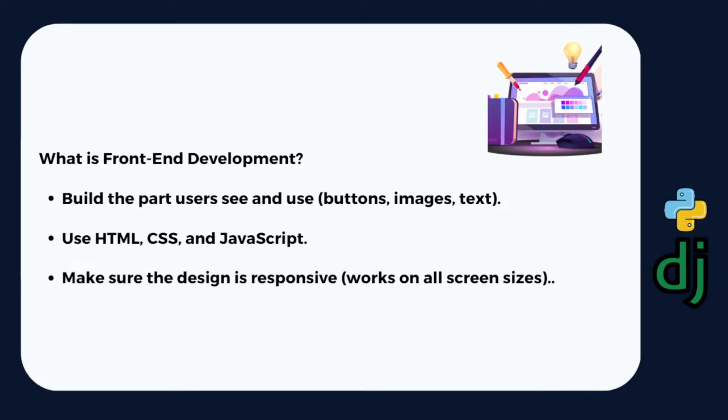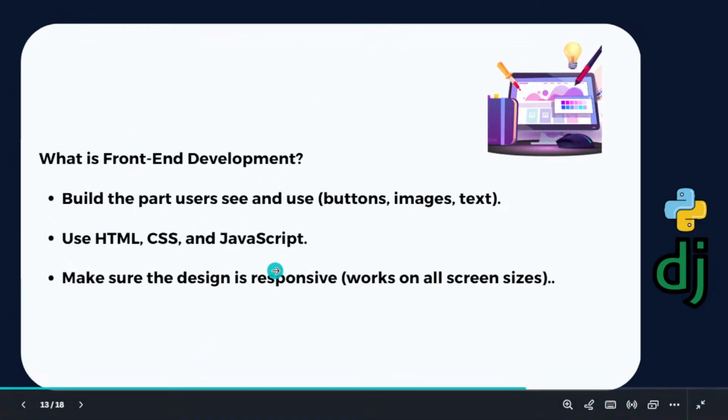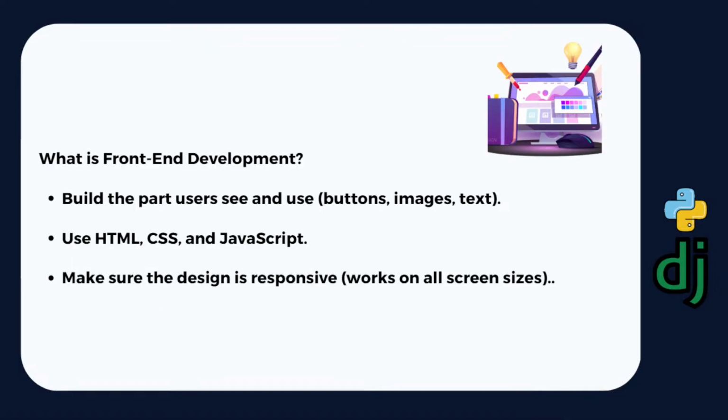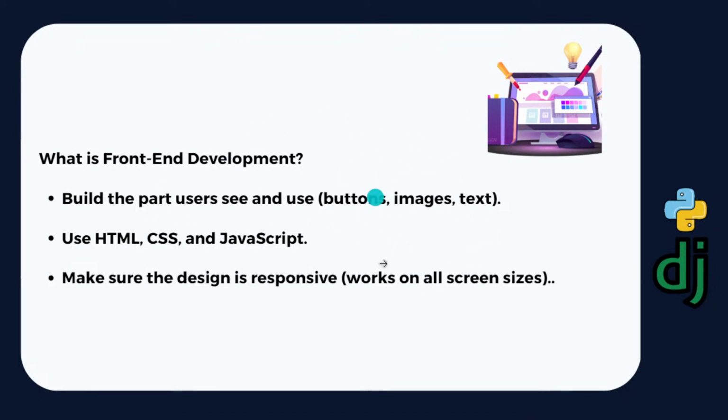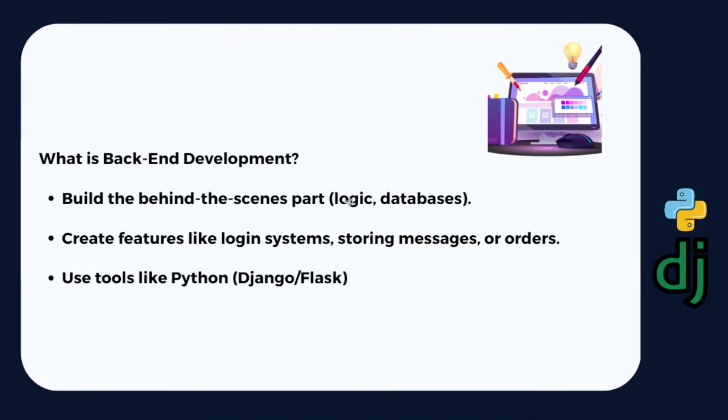What we see, we implement: buttons, images, text, fonts. We need to implement these in the front end session with technologies like HTML, CSS, JavaScript, Angular, React.js, and Bootstrap. There are many technologies for the front end. We use this technology to build the front end parts, and after the front end is completed we need to build the back end development.